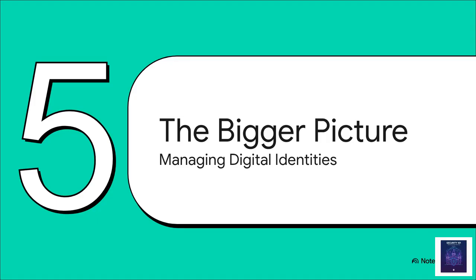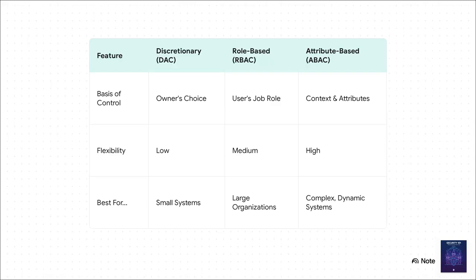Okay, wow, we have covered a lot of ground. So let's take a step back. Let's zoom out and look at the bigger picture of how all these systems fit together. This table really sums up the whole evolution pretty neatly. You start with DAC, based on an owner's choice, not very flexible, best for small-scale stuff. Then we evolve to RBAC, based on a user's job role, much better, perfect for big companies. And that brings us to today with ABAC, based on all that rich context and attributes, super flexible and built for the complex, dynamic world we live in now.